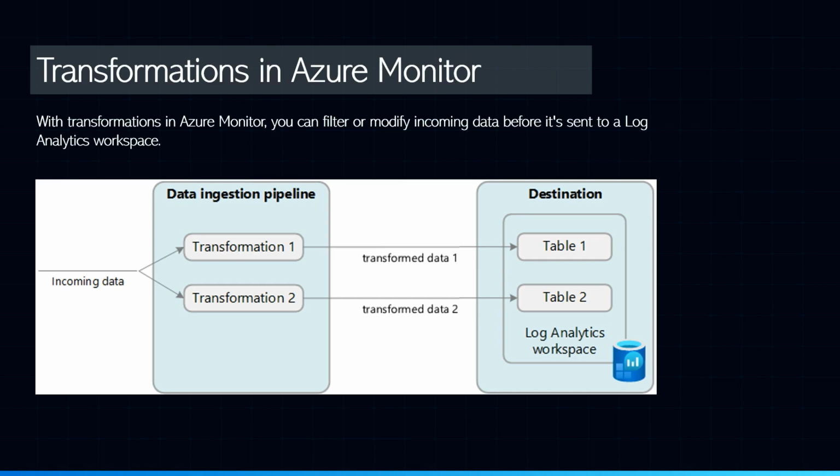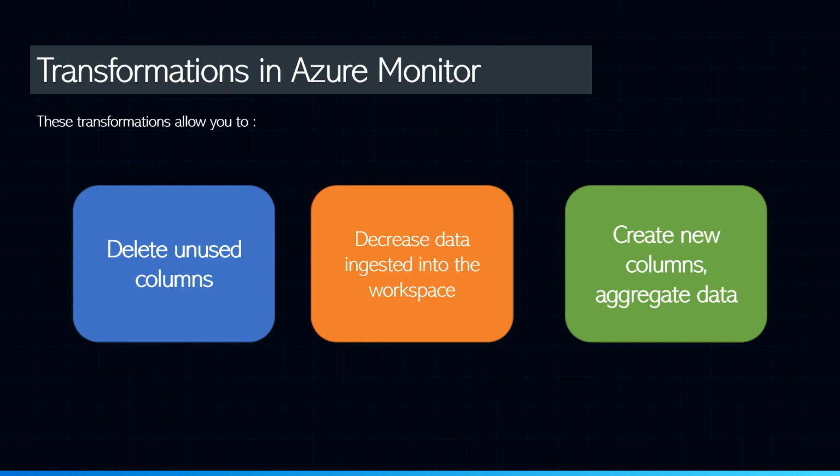To help optimize costs, we now have transformations in Azure Monitor, which will allow you to modify or filter out incoming data before it is sent to your log analytics workspace. With these transformations, you will be able to delete any unused columns, decrease data that is ingested into the workspace by filtering out entries that don't fall into your criteria, such as only 429s or requests that fall above a particular threshold, and even create new columns or aggregate data. Let's go over how to add transformations to your workspace.